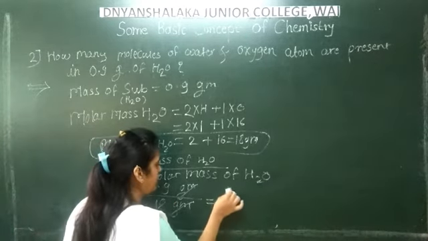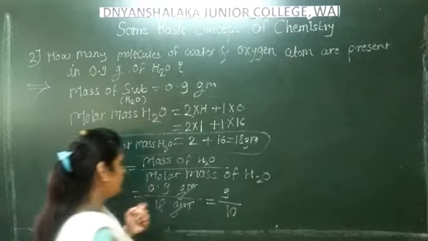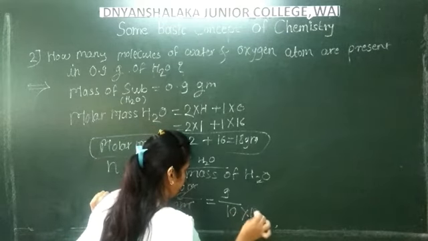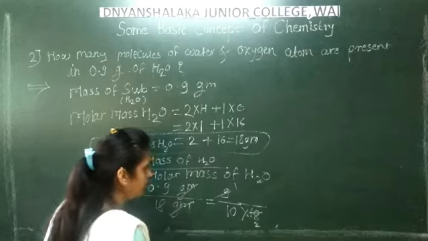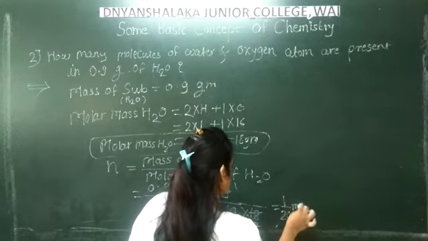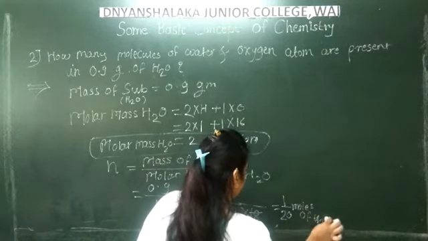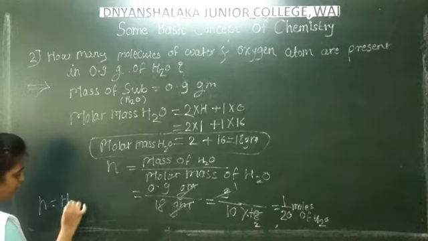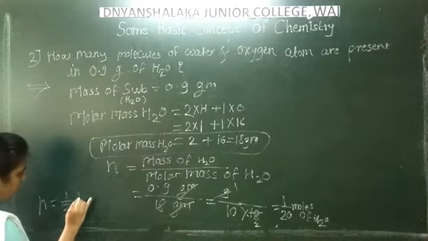So 0.9, removing the decimal point, becomes 9 upon 10, into 18. So 9 ones are 9, 9 twos are 18. So we get 1 by 20 moles of water. So the number of moles of water molecules is 1 by 20 moles.